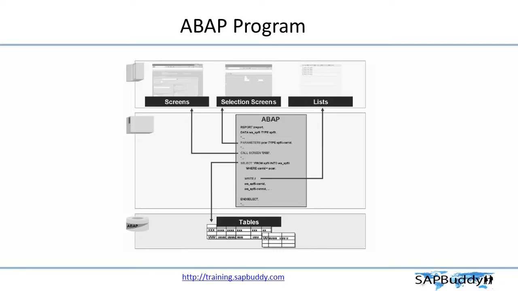Okay, then if you want to output something, if you want to write something, then you will use the write command to list out some outputs to the screen. This is a simple example for an ABAP program.